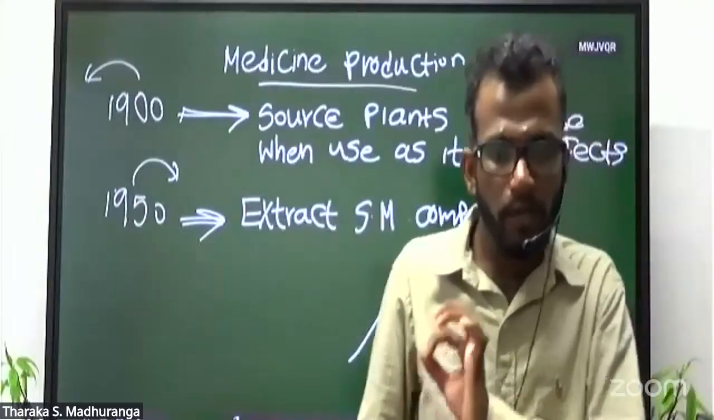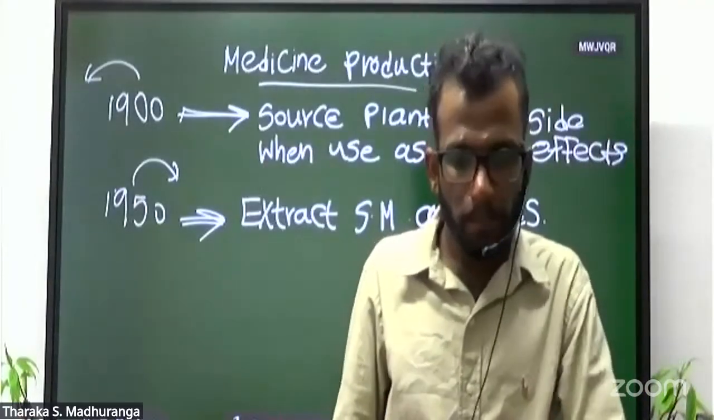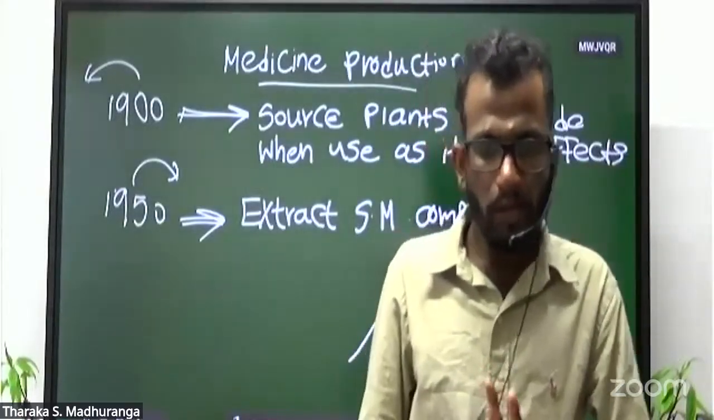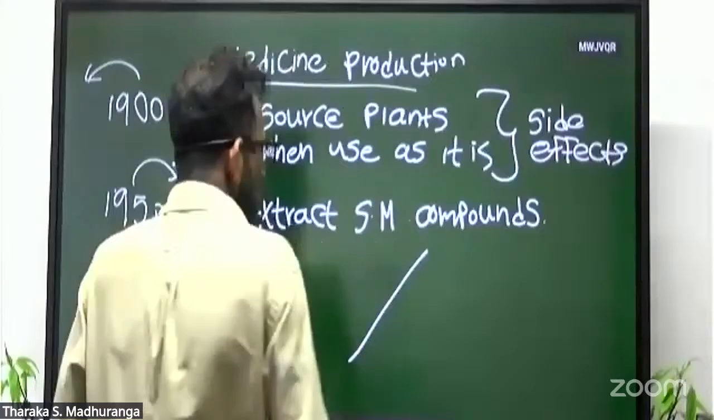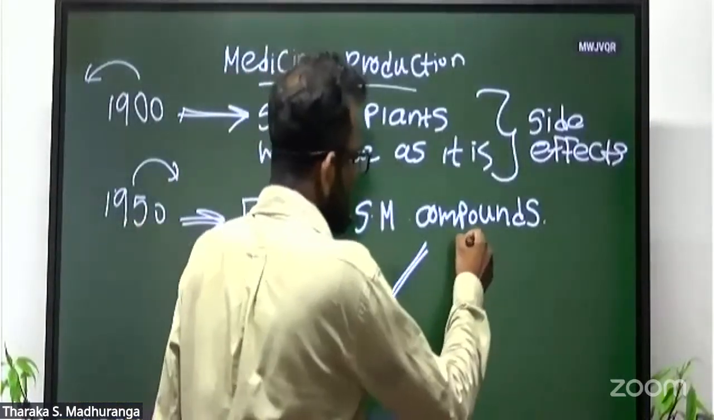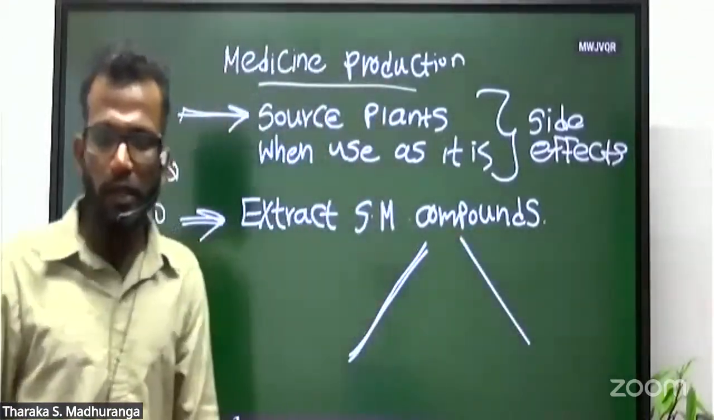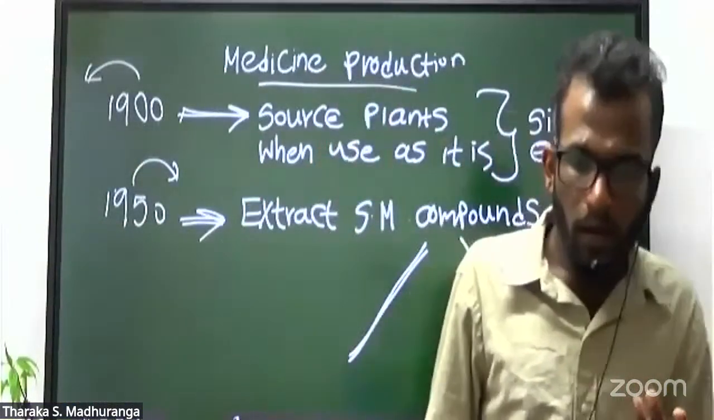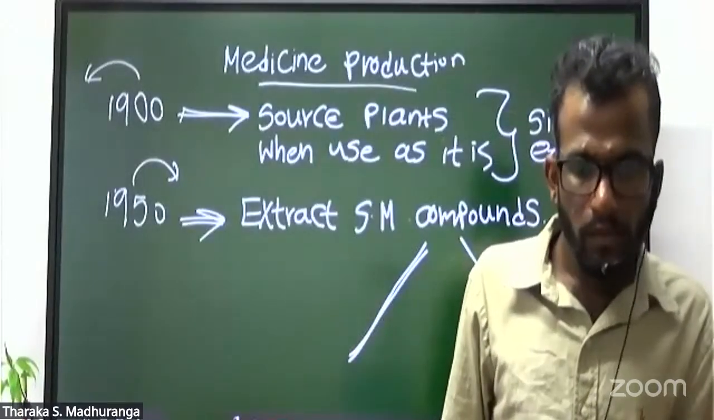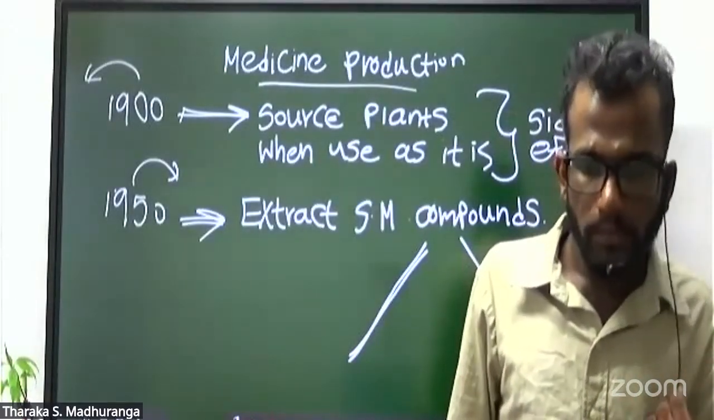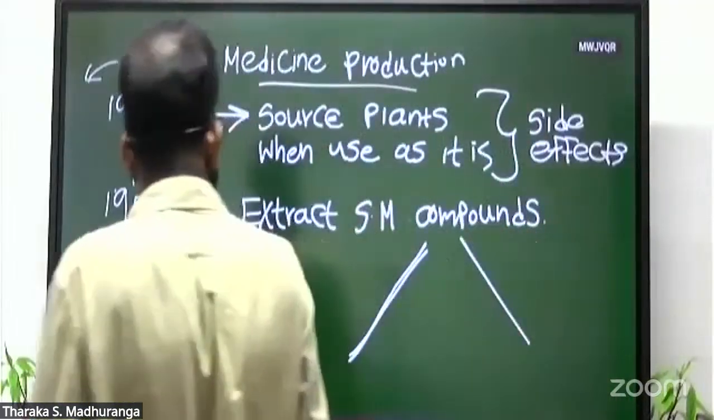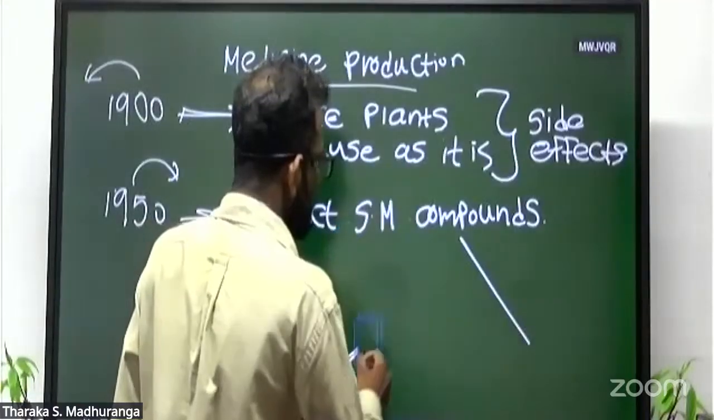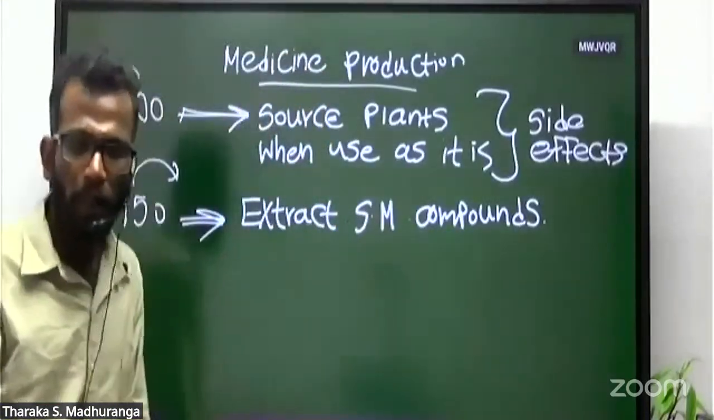Therefore, what happened? The plant population drastically decreased. Okay, therefore the human population was increasing and the plant population decreasing. That's why this method also came as a problem. Okay, this method also was not a success.